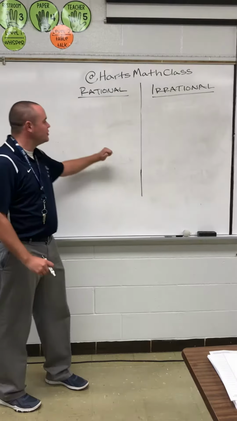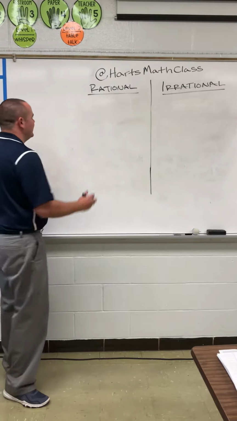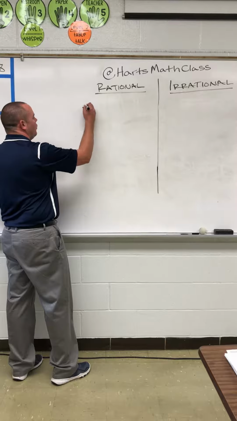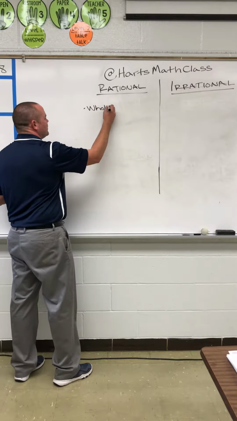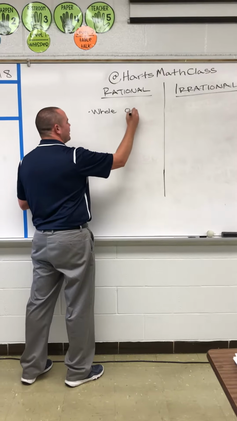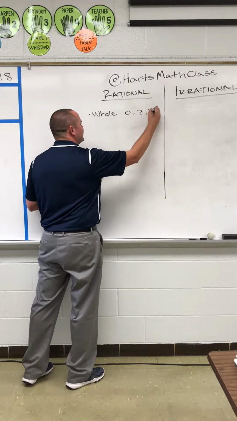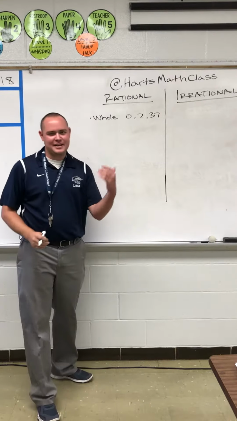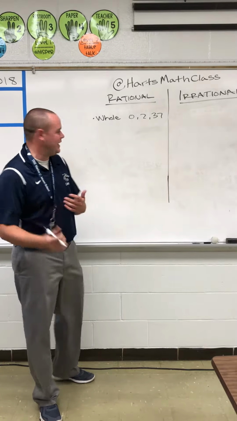So first, a rational number is basically any whole number, and whenever we say a whole number, we're talking about counting numbers. So we might say 1, 2, 37, or anything. If I say how many pencils do I have, how would you count that?